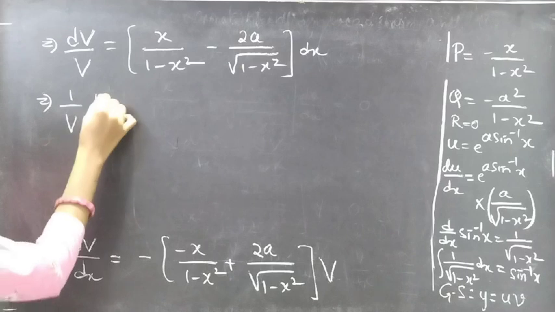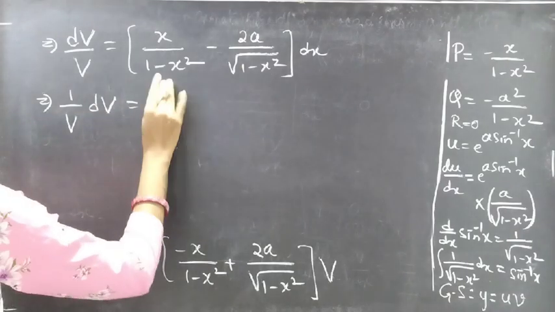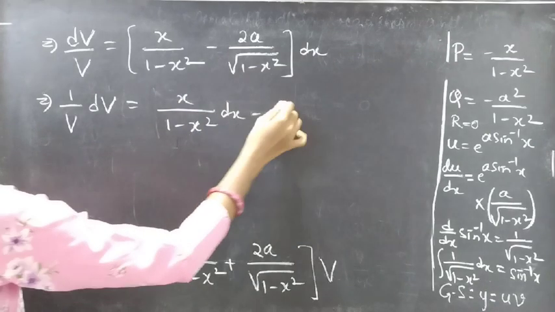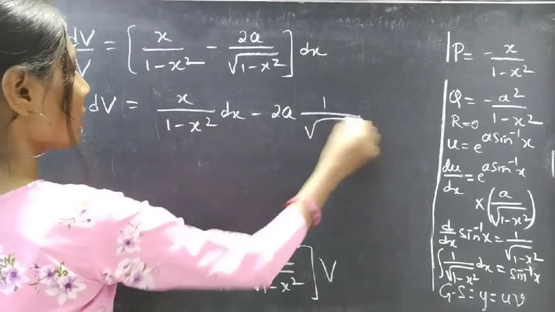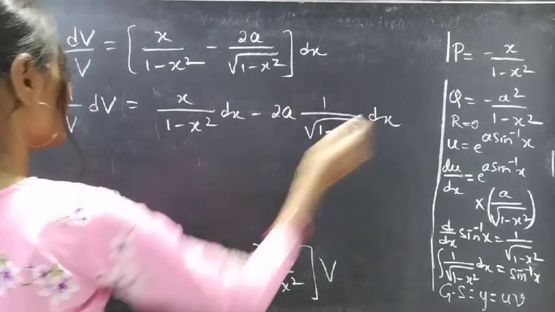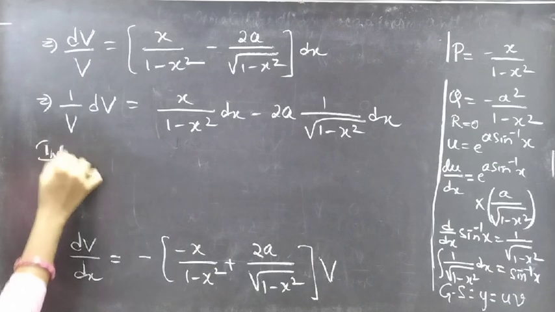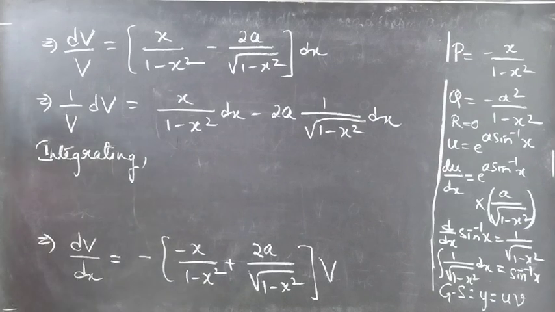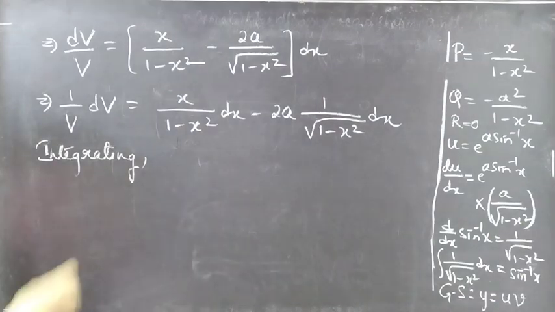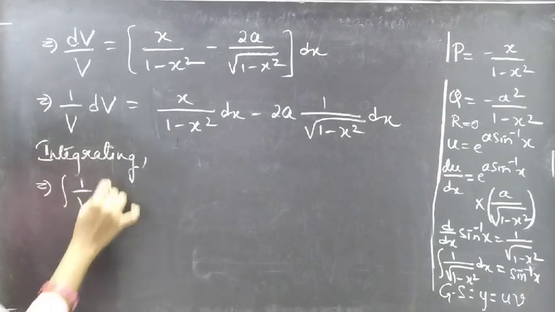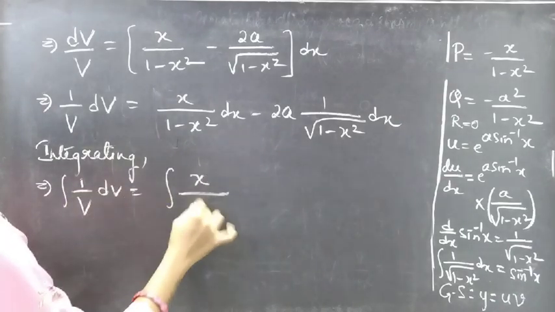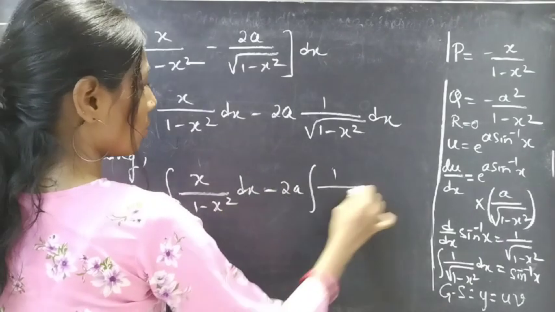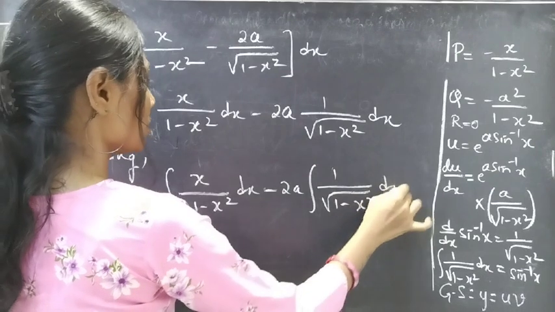Again, we can write it as 1 by V into dV equal to x by 1 minus x square into dx minus constant 2a into 1 by square root of 1 minus x square into dx. Now let's perform integration. Integral 1 by capital V dV equal to integral x by 1 minus x square into dx minus 2a constant into integral 1 by square root of 1 minus x square into dx.